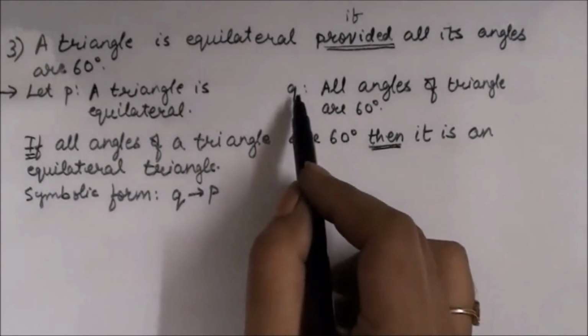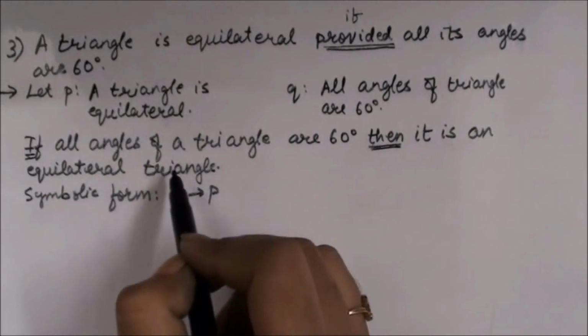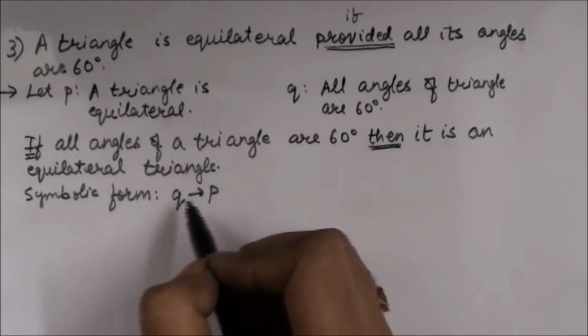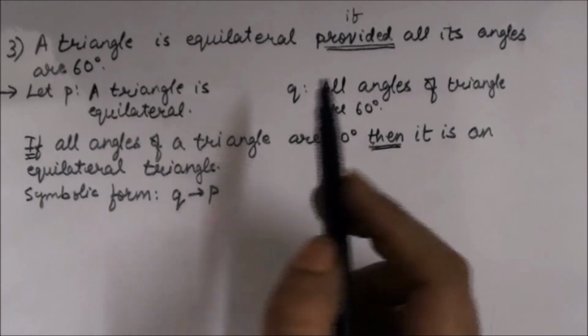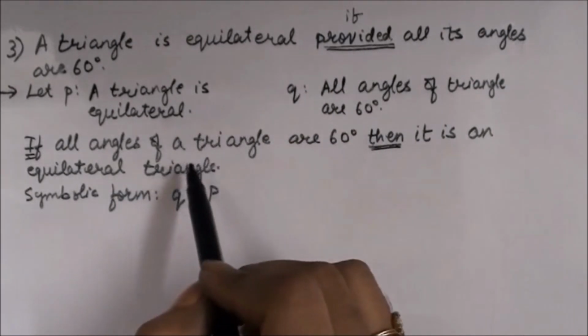Q implies P. Why? Because the first statement here is all angles of a triangle are 60 degree and this statement you have denoted using Q. And the second statement is it is an equilateral triangle and this statement you have denoted using this P. Therefore, Q implies P. So now you can note one thing, that the second statement in the question becomes the first statement in this form.